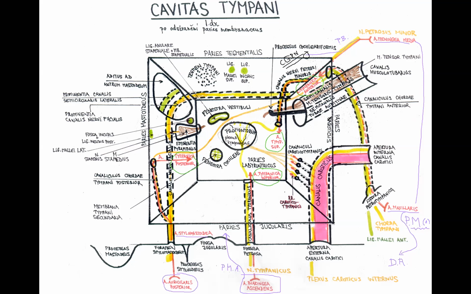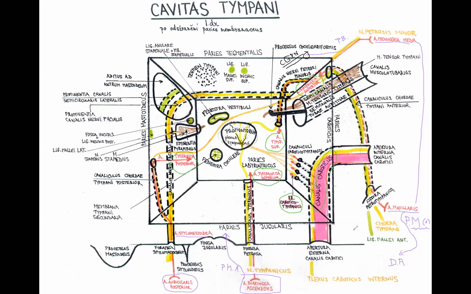The last artery, the fifth one, is a group of these carotico-tympanic branches. The thinnest ones, they just branch directly from internal carotid artery. The veins are homonymous, and they drain into the corresponding veins.